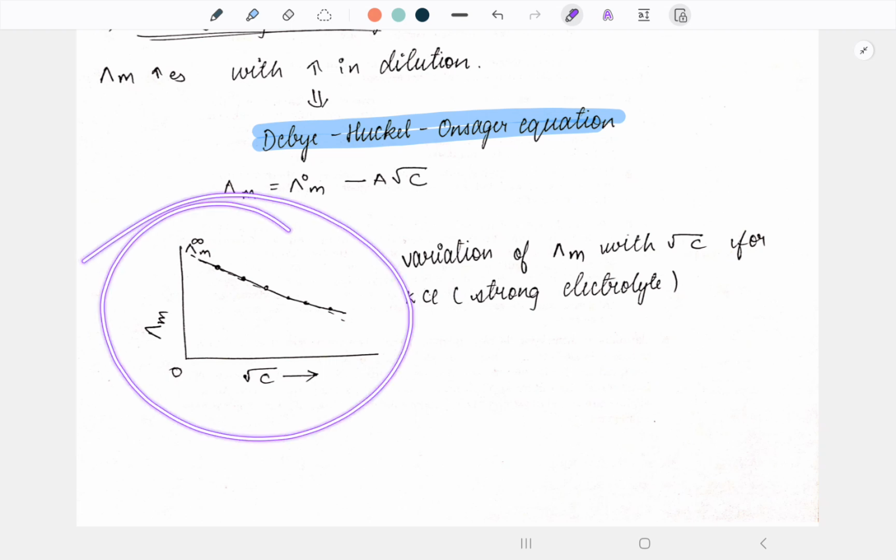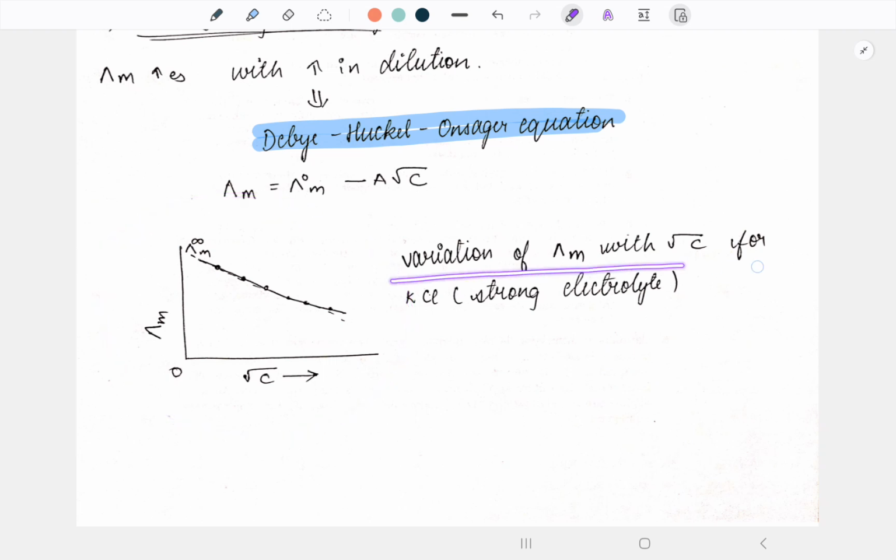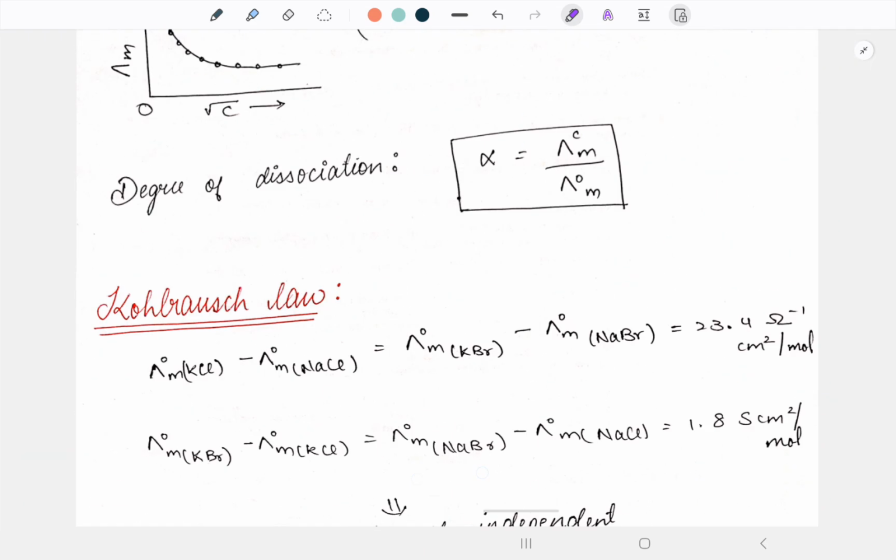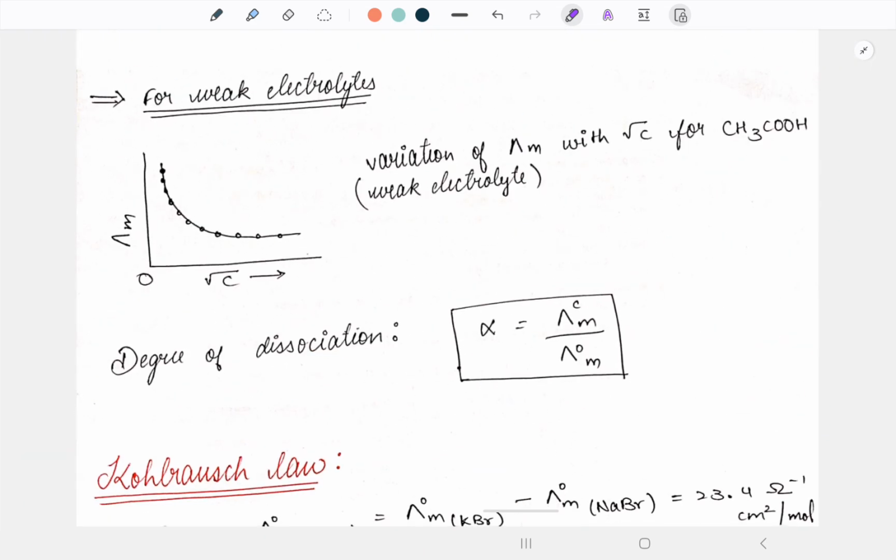So this graph basically shows us the variation of the molar conductivity with root C for KCl, which is a strong electrolyte. Now we'll study for a weak electrolyte. So the electrolytes which do not completely ionize in aqueous as well as molten state are called weak electrolytes. A weak electrolyte does not get ionized completely at all concentrations.